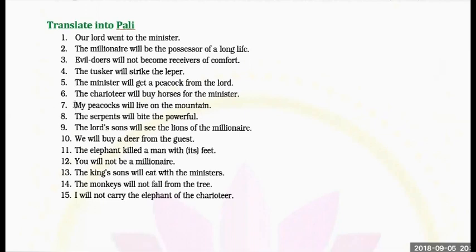Number 7, my peacocks will live on the mountain. Number 8, the serpents will bite the powerful. Number 9, the Lord's sons will see the lions of the millionaire. Number 10, we will buy a deer from the guest. Number 11, the elephant killed a man with its feet. Number 12, you will not be a millionaire. Number 13, the king's sons will eat with the ministers. Number 14, the monkeys will not fall from the tree. Number 15, I will not carry the elephant of the charioteer.